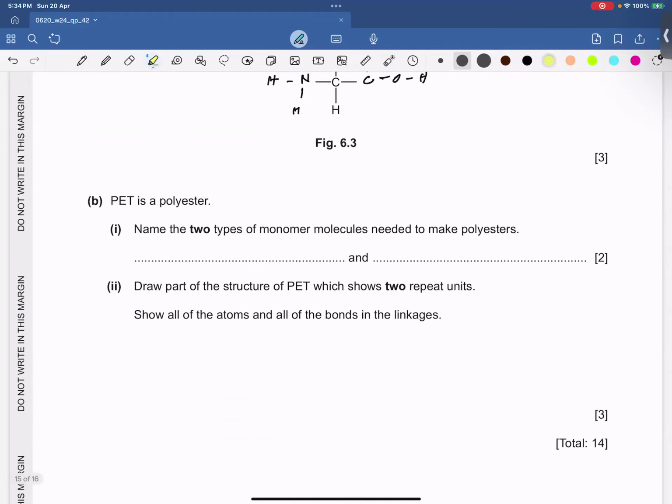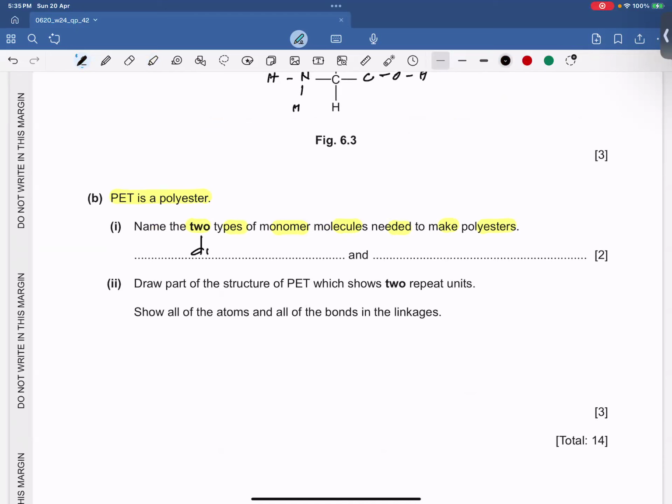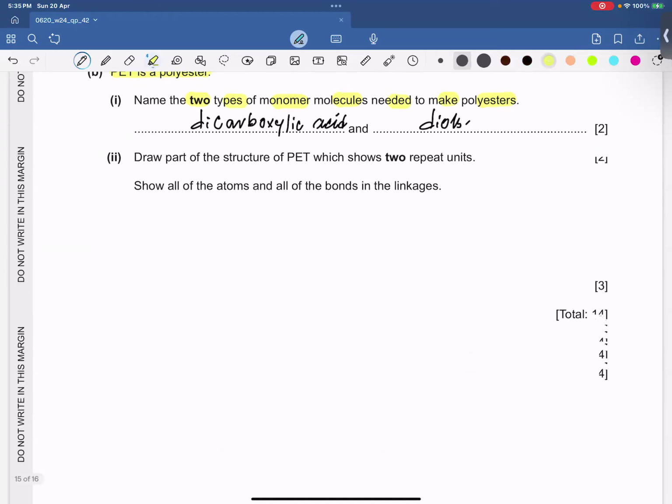PET is a polyester. Name 2 types of monomer molecule used to make polyester. Dicarboxylic acid and diols. Draw part of the structure of PET which shows 2 repeating units. Show all the atoms and all the bonds in the linkage. Okay. So I'm doing it directly. I've done that in class. So I think you should be able to do it.